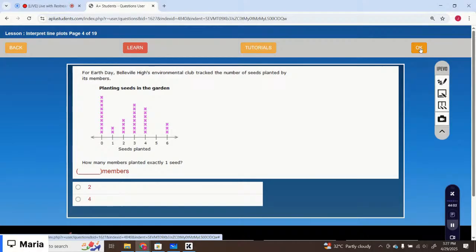For Earth Day, Belleville High's environmental club tracked the number of seeds planted by its members. How many members planted exactly one seed? Exactly one seed is planted by two members. The correct option is two. Option number one is the correct option.